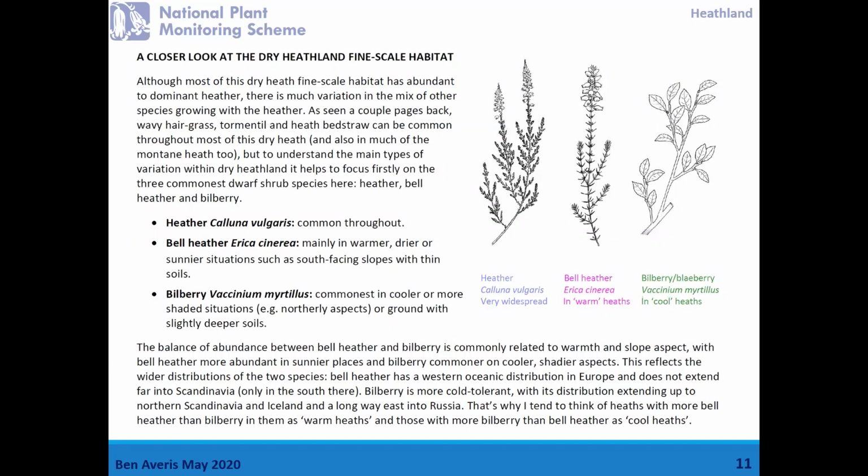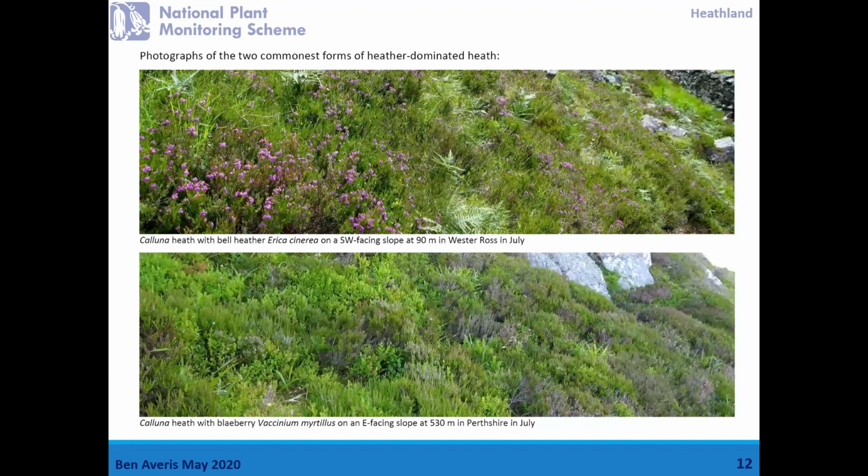That's why I've written bell heather in a nice warm pinky color, which is the color of its flowers. And I've written bilberry in a green color, which is, I suppose, a cooler color. I could have written it in blue, but I could get into all kinds of discussion about these things. Anyway, let's move on to the next page, which has got a photo of each of those two types.